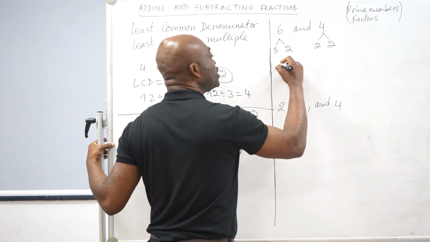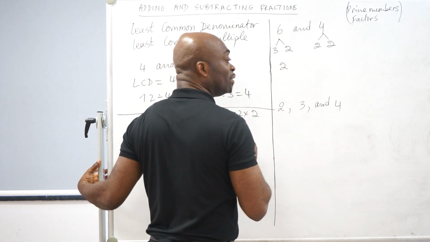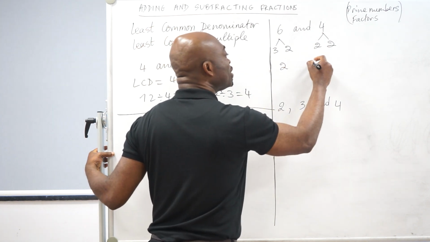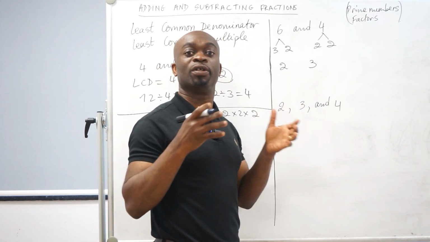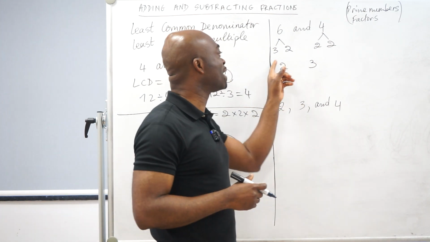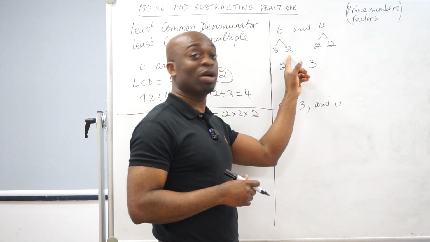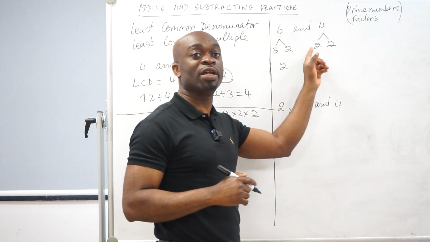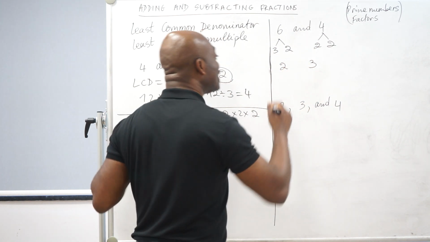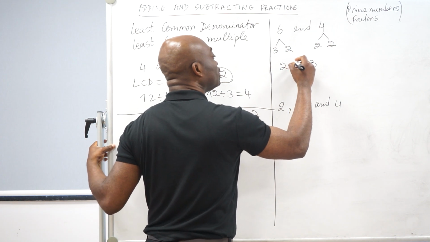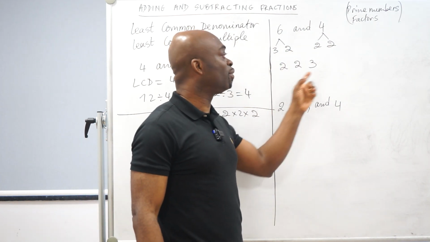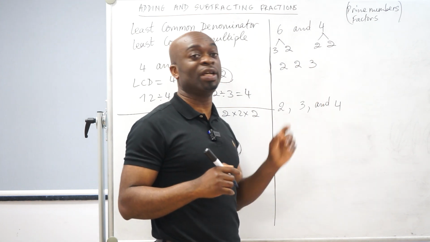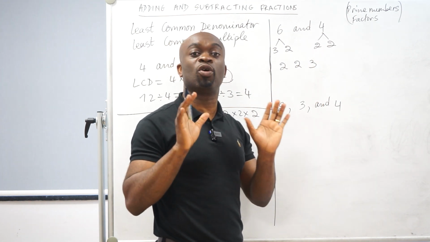We have 2, which is a prime factor. And then we also have 3, which is another prime factor, correct? 2 and 3 are 2 different prime factors. How many times do we have 2 here? Once. How many times do we have 2 here? Twice. So we're going to take 2 twice. Okay? And then how many times do we have 3 here? Once. But we do not have 3 here. So that means we're going to take 3 only once.